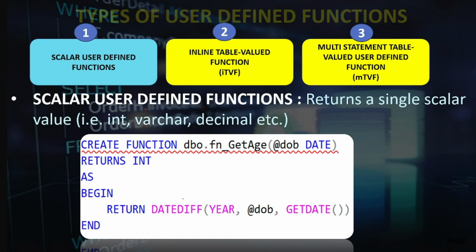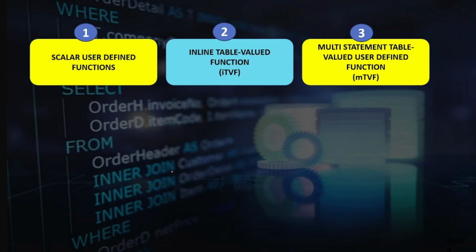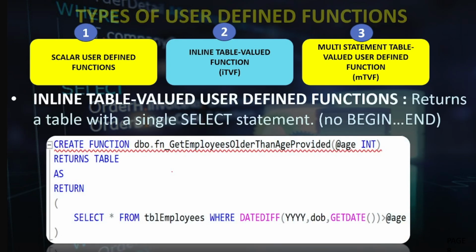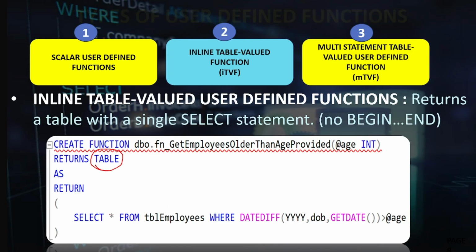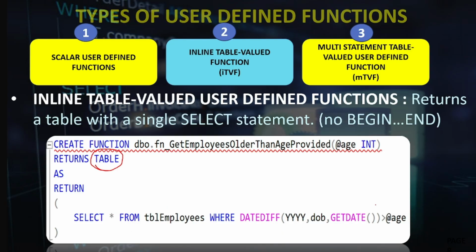We have already seen this example. The second is the inline table valued function. This kind of user-defined function has a SQL query, and based on that, it returns a result in table format. So the return type is table, which is a table data type. This returns the whole row set, and it has no begin and end, and involves a single select statement. So we will go and see this.